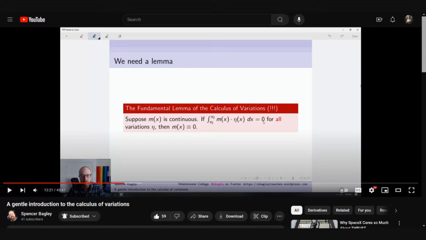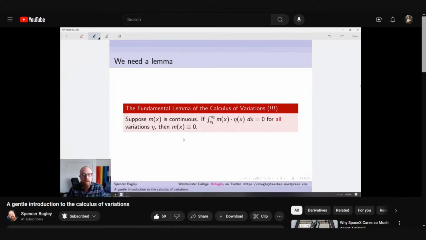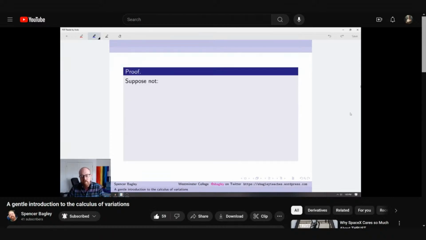I don't understand. Let's see what he says. No matter which variation you choose, well, then the function has to be identically 0, right? The constant function 0. Okay, let's see how the proof is going to go. The proof is fun. It relies on a little bit of analysis, but nothing too scary. We're going to do it by contradiction. We're going to suppose not. We're going to suppose that m is not the constant function 0, which means that somewhere it's got to either be above 0 or below 0. Without loss of generality, we'll say above. There has to be some special x star where it's above 0.